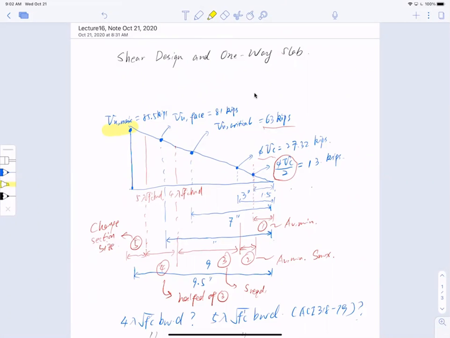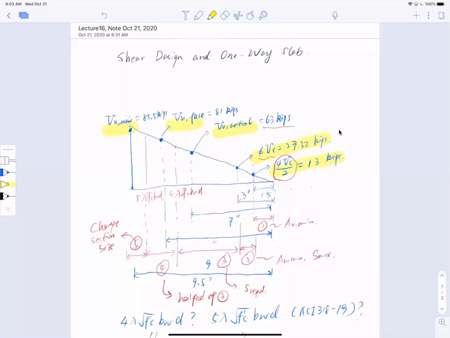Okay, and so we identify the shear force at the face of the support, at a critical section, which is d away from the face of the support, and we also identify VC, which is the total shear resistance, and also half VC. Okay, so these are the critical points. So far, you just have to remember these are the critical points on the shear diagram. We will decide how we are going to design the beam corresponding to these critical points.